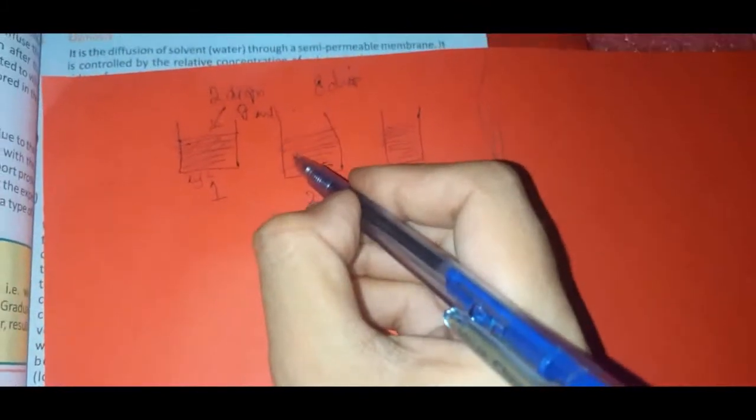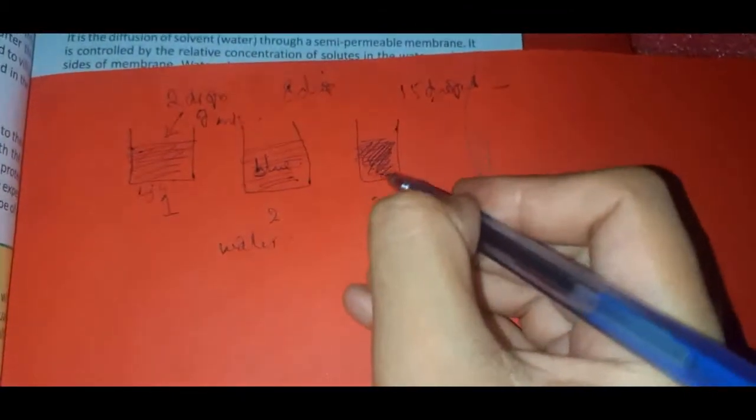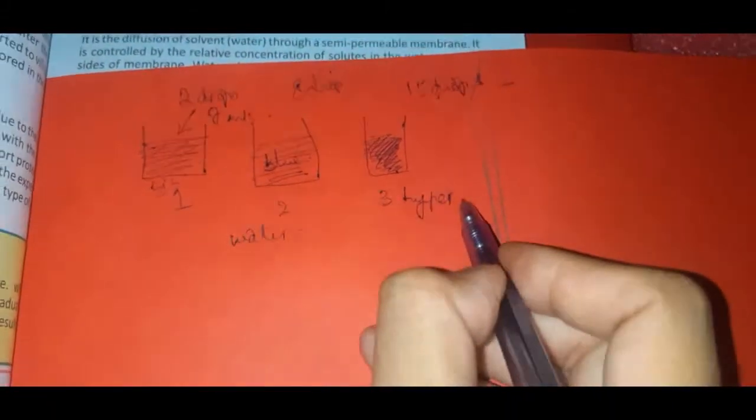Whereas when I drop 7 or 8 drops of ink, its color will change to a beautiful color, light blue but not that light, right? We can say normal blue. But when I put 15 drops of ink into the third one, its color will be more dark. So which one has more concentration of the ink? That is number 3. So I will say that this is my hypertonic solution, right?